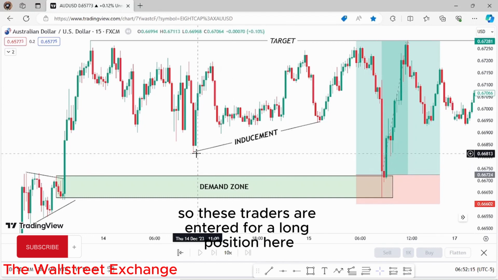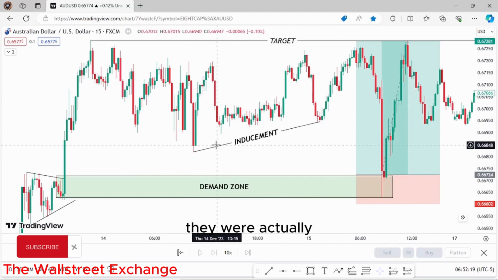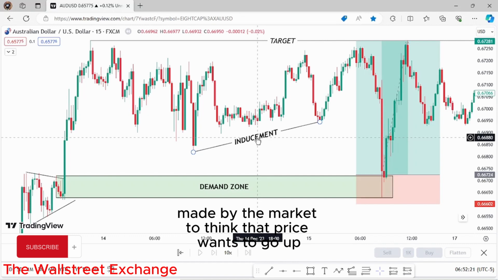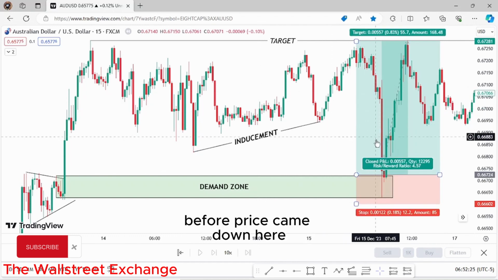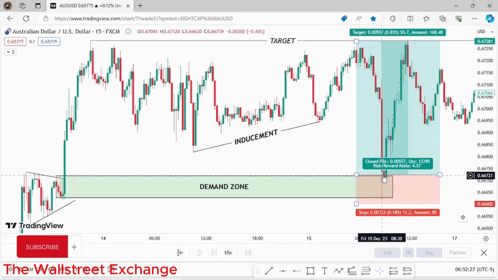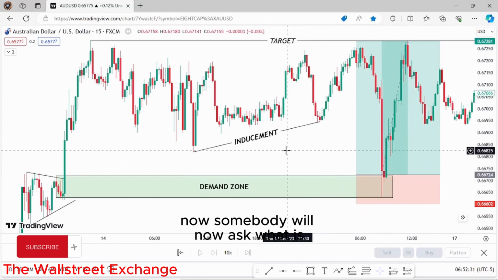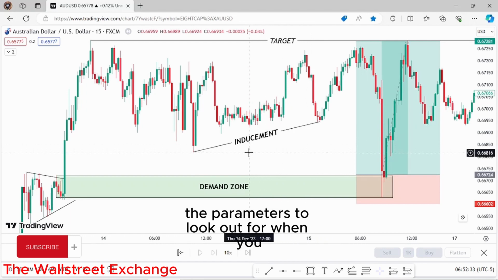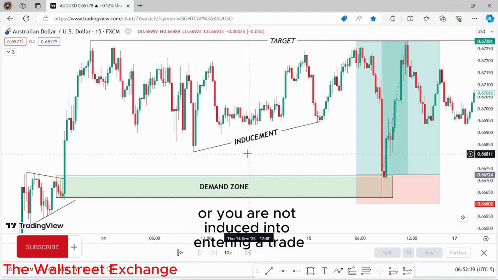So these traders that entered for a long position here were actually made by the market to think that price wants to go up before price came down here to start going up again. Now somebody will ask, what are the parameters to look out for when you want to make sure you are not an inducement in the market, or you are not induced into entering a trade?